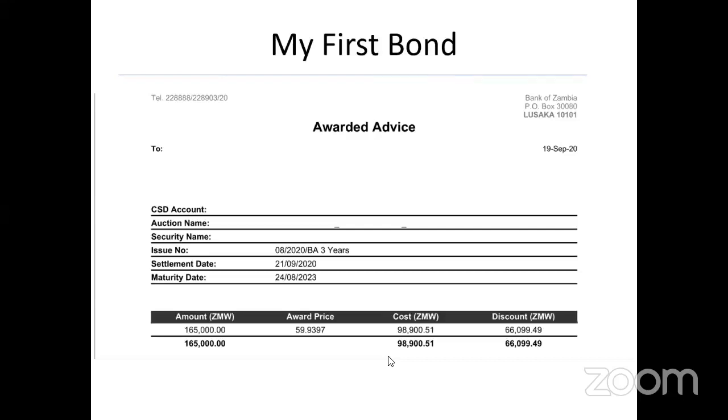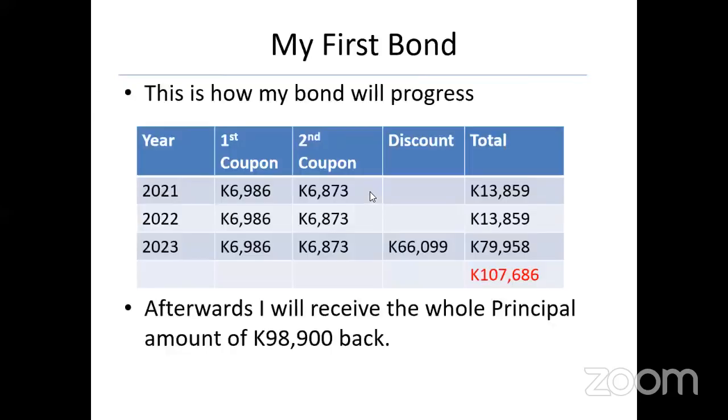Any other questions, Subi? Yes, thank you. Okay, so on the next slide after this one, where you were showing your calculations, you said the two coupons gave you 13,000 over 3 years, plus the discount gave you 107,000 kwacha back. Yes. Then afterwards, you receive the principal back, which is 98,000, right? Yes. So that's added to the 107.